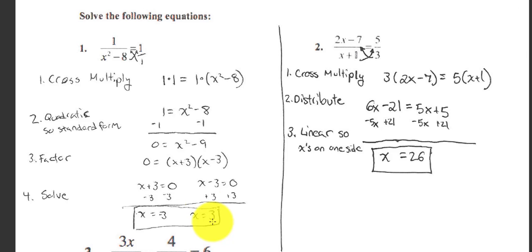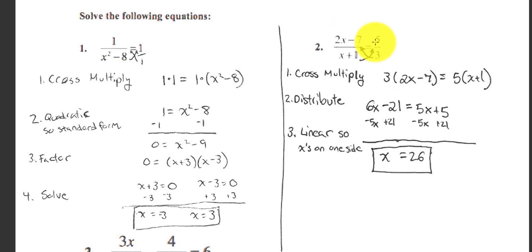So if I were to put a 3 in for x, square it, and subtract 8, I'm going to end up with 1. If I put a negative 3 for x and square it, I'm going to end up with the answer of 1. Right? So the solution to this equation, what values of x would give me 1, would be negative 3 and positive 3. For question 2, same thing.